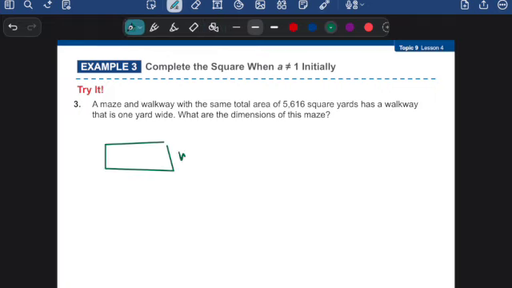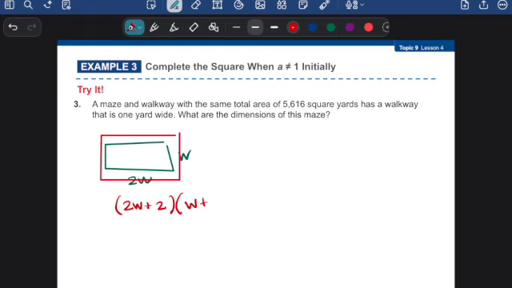Remember it said it was W and the length was twice the width, so it'd be 2W, but then our walkway goes around it. And instead of being a 2 yard walkway, it's only 1 yard, so we're just adding 1 to both sides. So it'd be 2W plus 2, and the width would be W plus 2. Okay, so there's the dimensions. And the total area would equal 5,616.